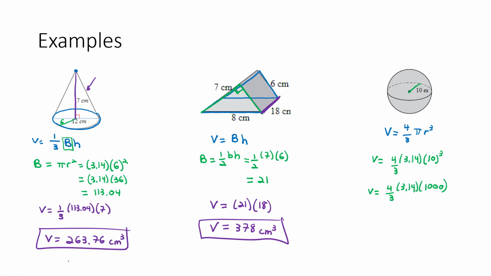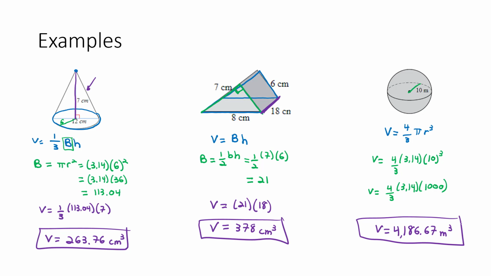And remember, that fraction of over 3 means we divide by 3. So 4 divided by 3 times 3.14 times the 1,000 gives us a volume of 4,186.67 meters cubed. And now we've got the volume of our sphere.